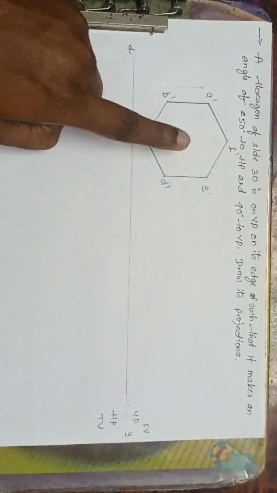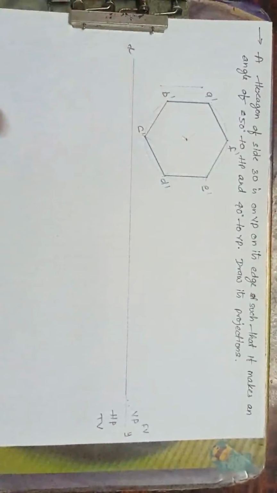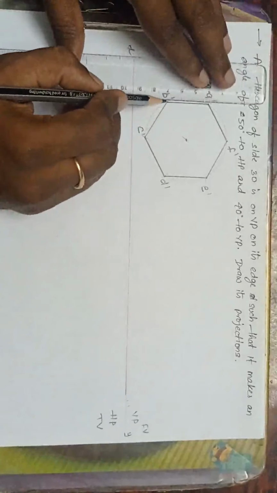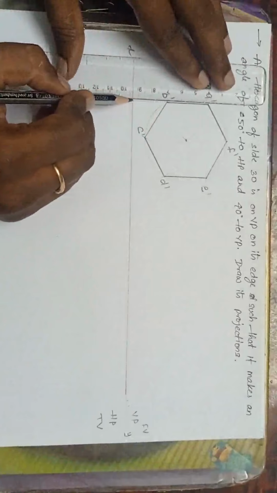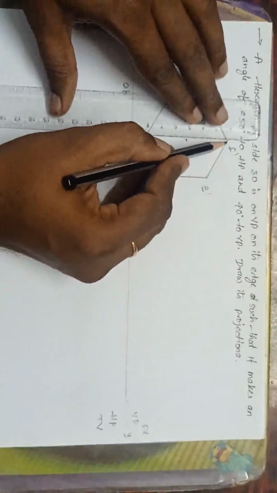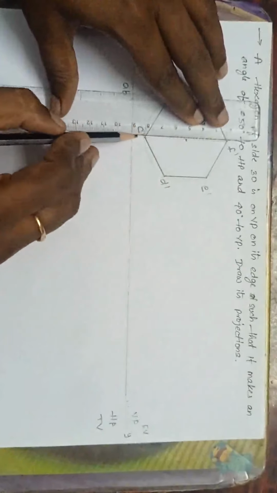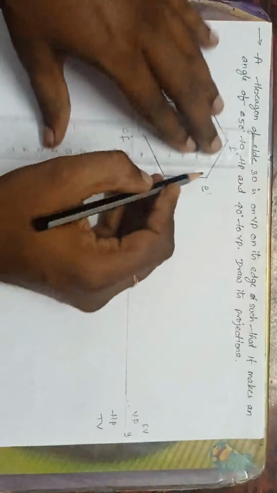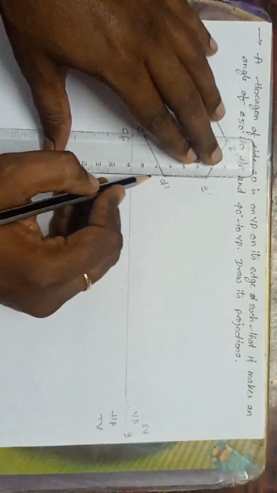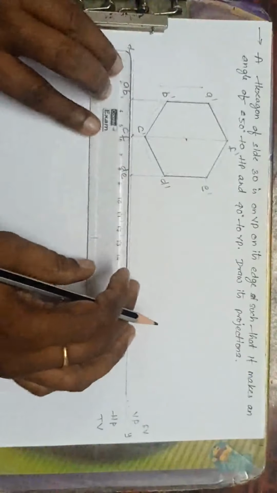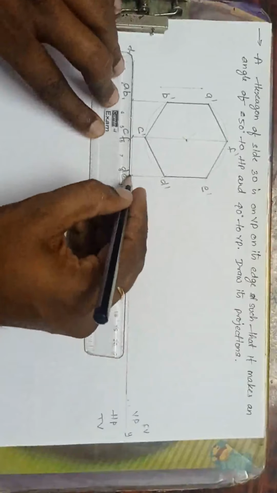Now it is on the VP, on its edge. Done. I have to draw its top view now. What to do? From A dash, B dash, drop the perpendicular line. Now what is this point? This is AB now on the top view. Now from C and F it will come, the common point. Okay, this is C and F. Now DE. This is DE. Now this is the horizontal line.